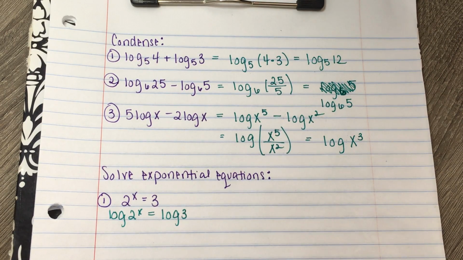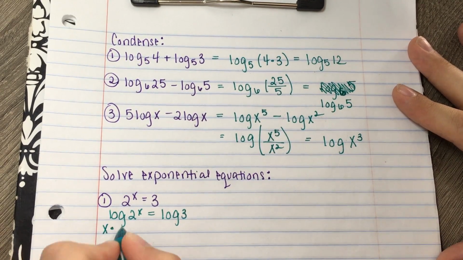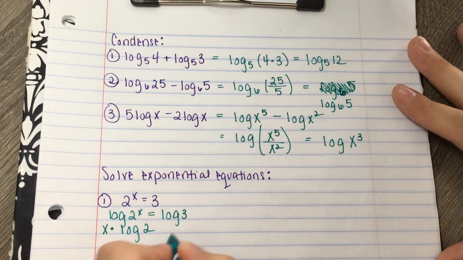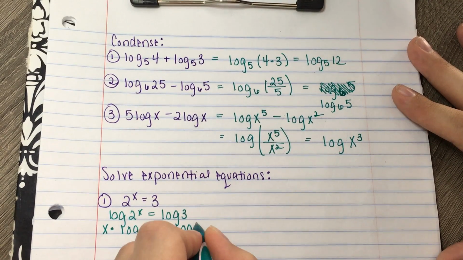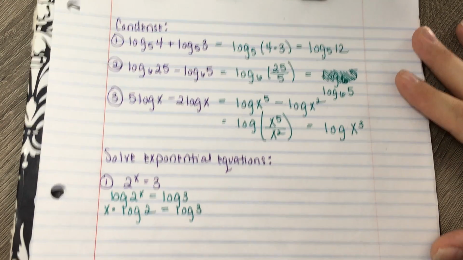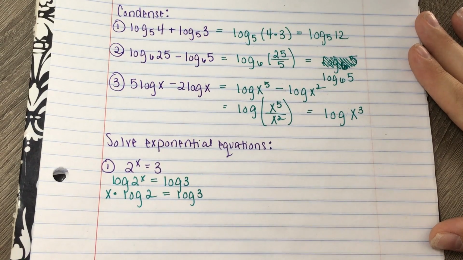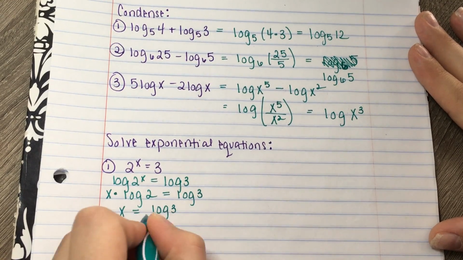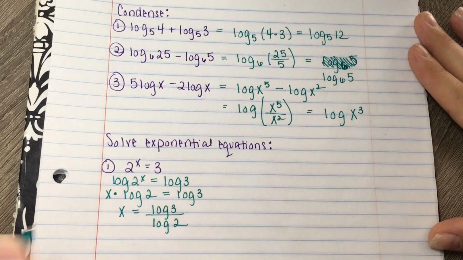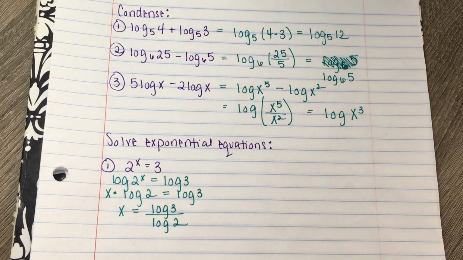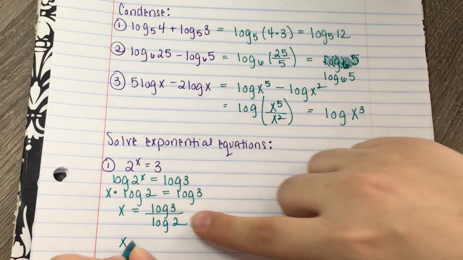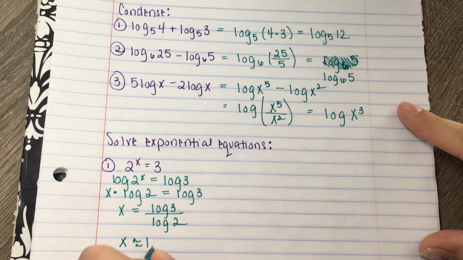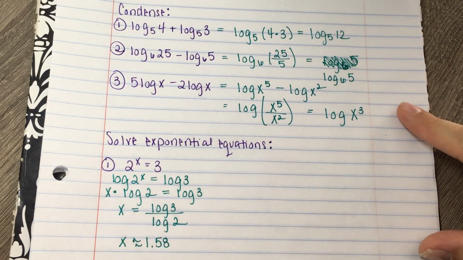But most importantly, now that I have logs, I can use a power property. And like I was saying earlier, this is super useful to get that power out of its exponent spot. So here's an application of my power property. And now that that x is out of the exponent spot, I can actually solve for it by dividing by log 2. And since these are base 10, you can definitely plug this in on the calculator. You could either leave your answer like this or get that decimal approximation, 1.58.